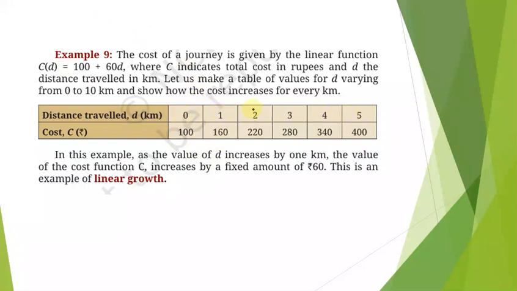Right? So initially they have 100 rupees with them. For every kilometer they travel, 60 rupees add on, right? So initially they have this 100 rupees. For the first kilometer, 100 plus 60 into 1, that is 160. Next one, 100 plus 2 into 60, that is 100 plus 120, that is 220. It goes on like this, right? Third kilometer it will be 280, fourth kilometer it will be 340, fifth kilometer it will be 400.